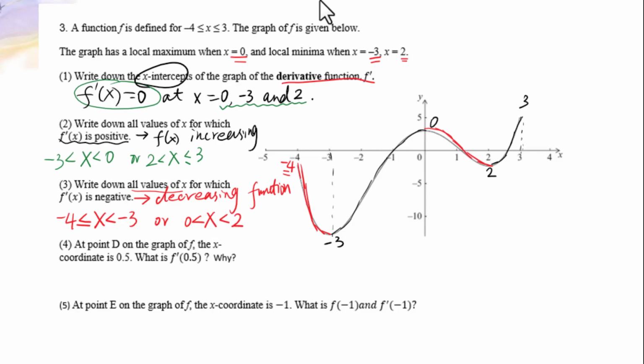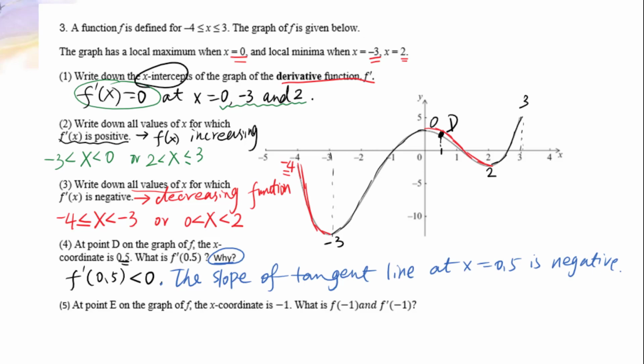Question 4. At point D on the graph of f, the x-coordinate is 0.5. This point is D. What's f prime of 0.5? f prime of 0.5 is less than 0, because the slope of the tangent line at x equals 0.5 is negative.